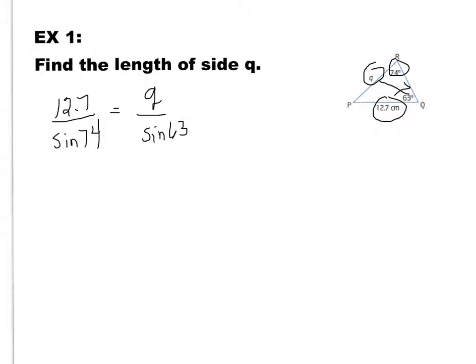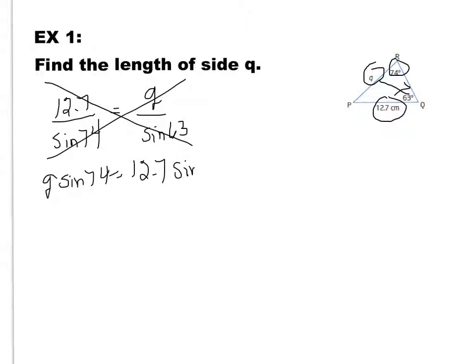Now I'm going to cross multiply, so this times this and this times this. I'm going to get Q sine 74 is equal to 12.7 sine 63. Then to isolate Q, I'm going to divide by sine 74.